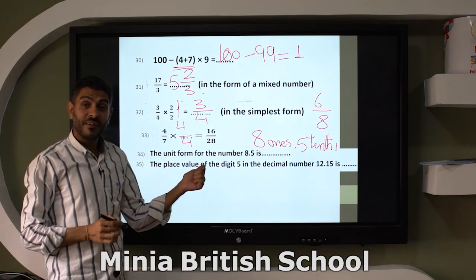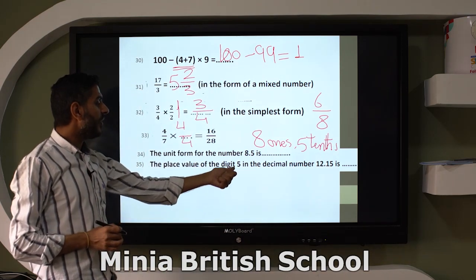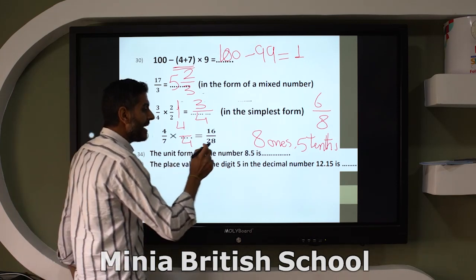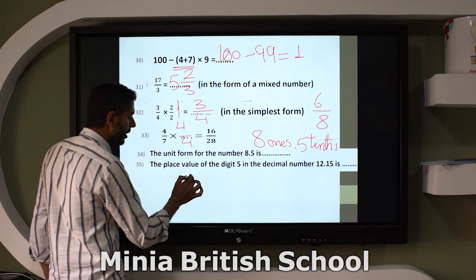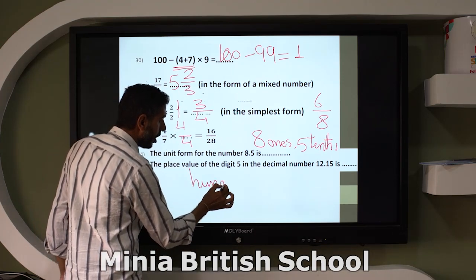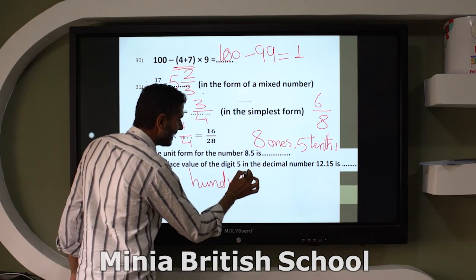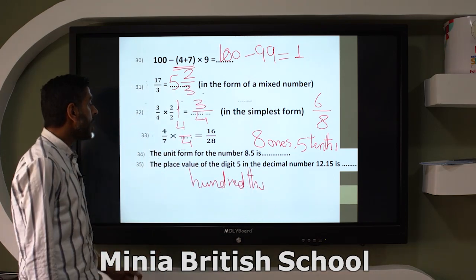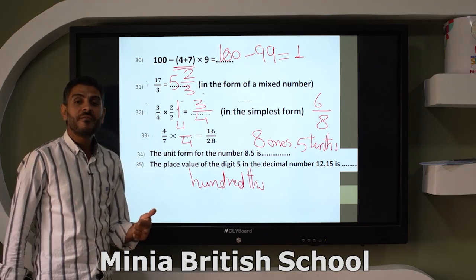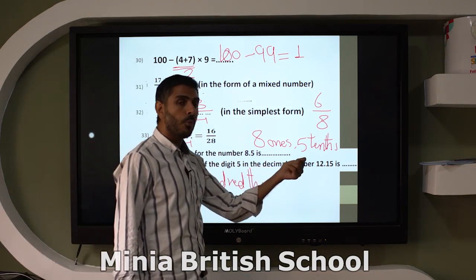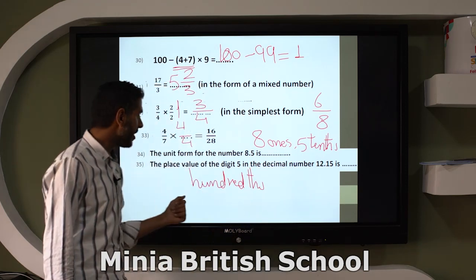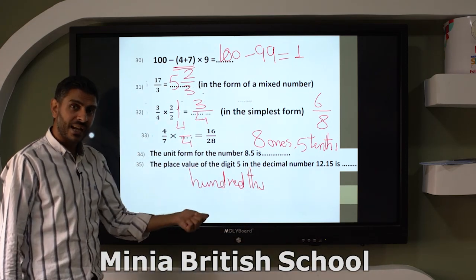The place value of the digit 5 in the decimal number: the place value of this 5 is hundredths. Hundredths, THS. Don't forget it, please. But the value is 0.05. Here it is the place value.